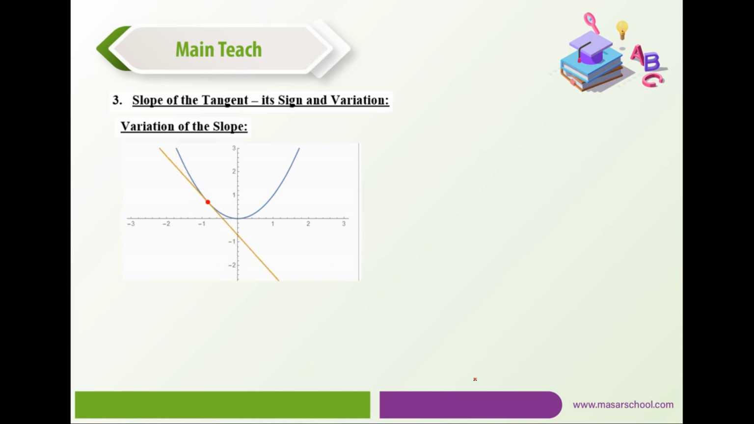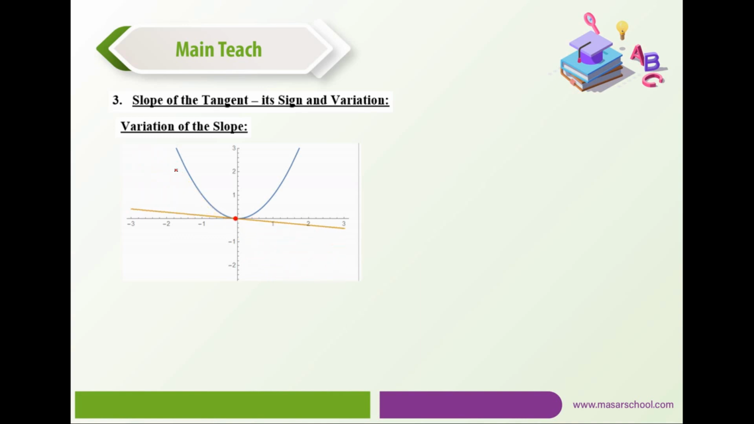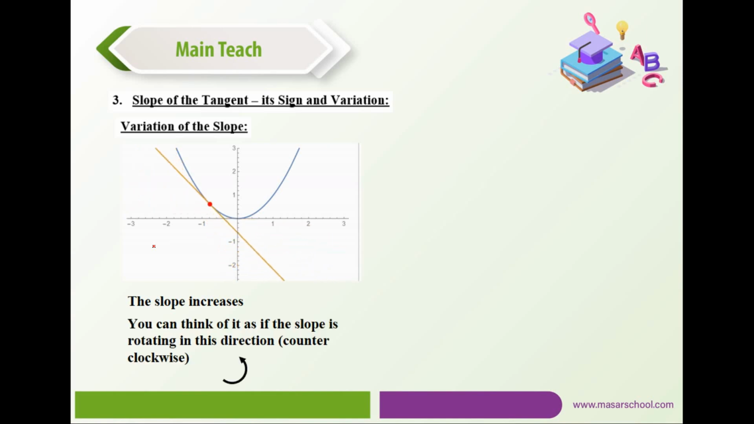Now I'm considering this interval of the function, and here in this animation we have animated the tangent during this interval. Okay, so in this case the slope increases. Why is the slope increasing? How can we understand that the slope is increasing? One way to do that, if you imagine the animation, you can think of it as if the line is rotating in this direction, counterclockwise. So as if the line is rotating in this manner. In this case, the slope of the tangent to the function is increasing.